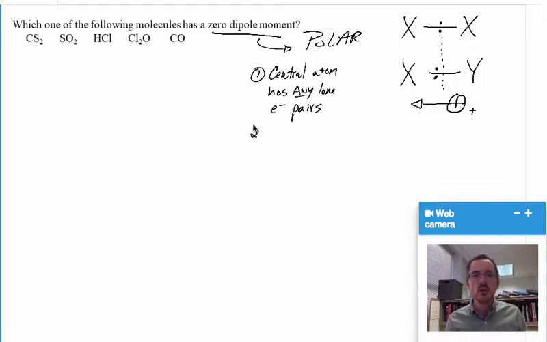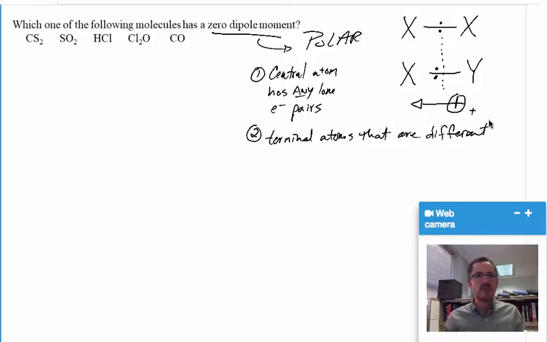The other thing that we're looking for are going to be terminal atoms that are different. Because with different atoms, you'll have different electronegativity values. So any type of disparity in terminal atom versus the central atom, that's good for us. But here's the wonderful thing about this list of 5. Not everything is a complicated molecule.